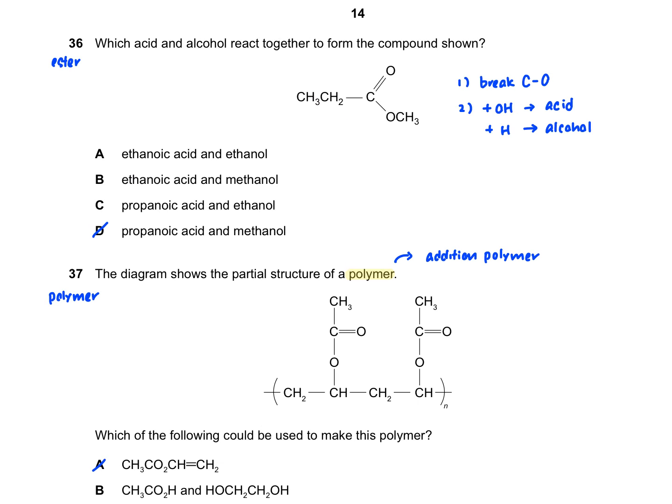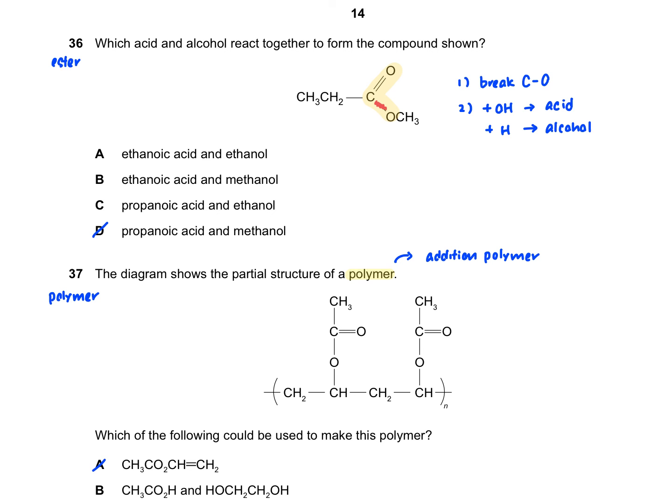Question 36. Which acid and alcohol react to form the compound shown? So the compound shown is an ester. I hope you can see the ester functional group over here. For an ester to get back the acid and the alcohol, there are two very simple steps. First one is to find and break the C-O single bond.